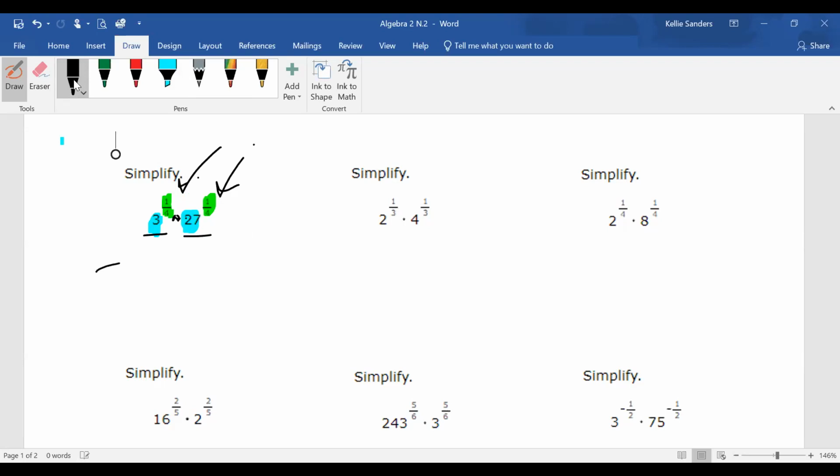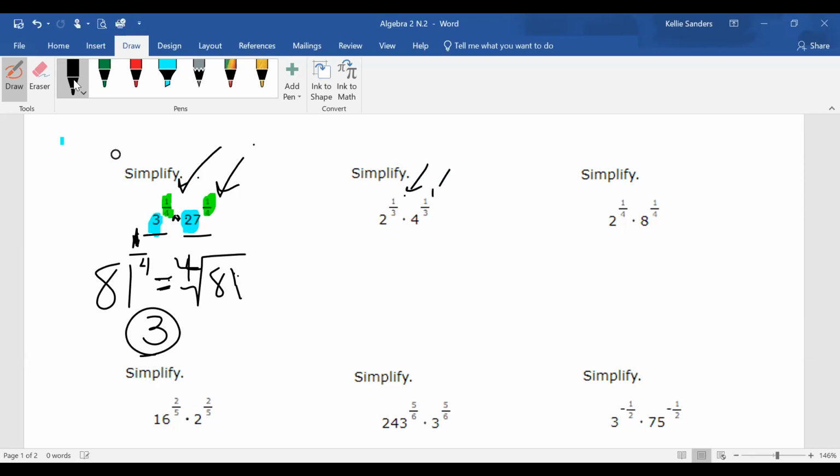So 3 times 27 is 81. And I was able to do that because I kept the 1/4. And if you remember from N1, 1/4 means the fourth root of 81, which means what times what times what times what is 81? And the answer is going to be 3.